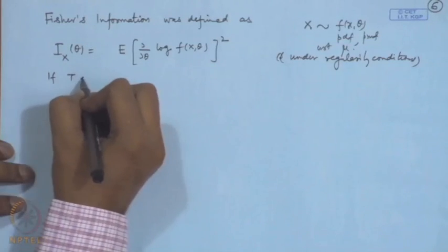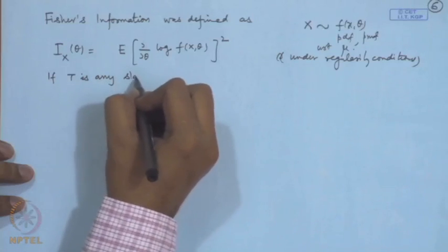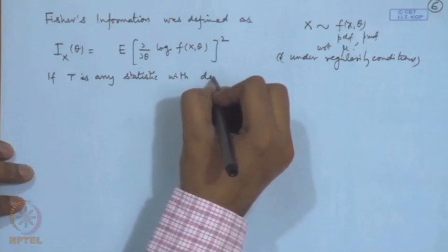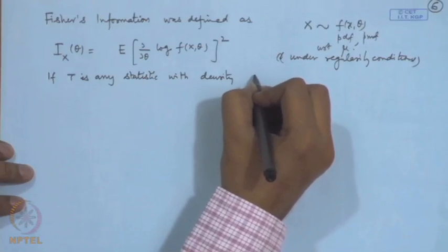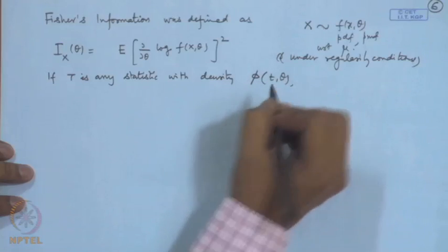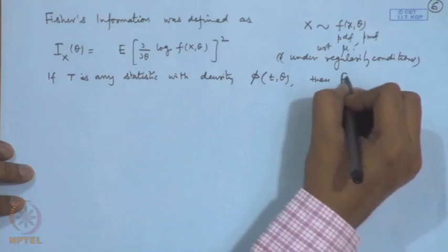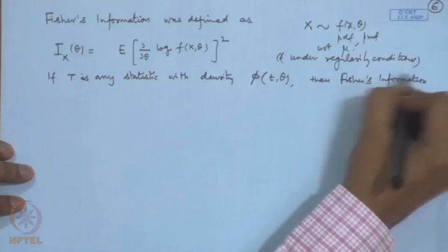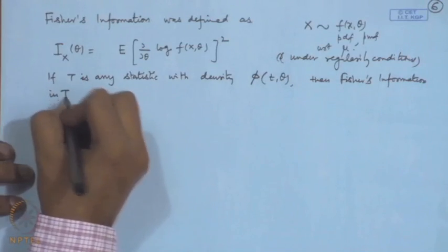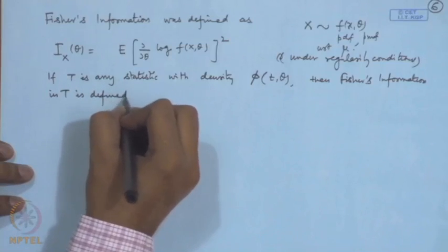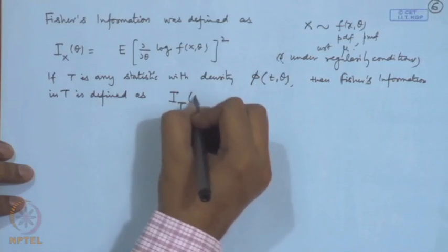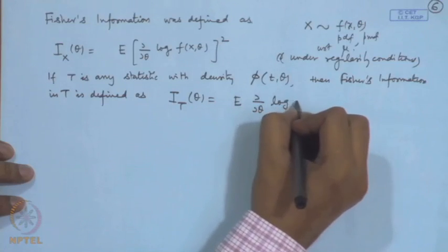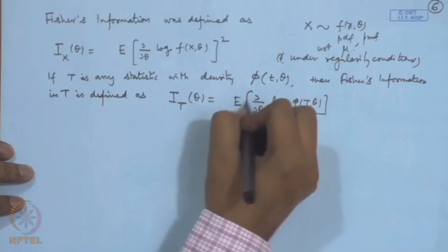Now, if T is any statistic, and suppose the density of T, let me give the name as say phi(t, theta), then Fisher's information in T is defined as I_T(theta) equal to the expectation of (del by del theta log of phi(t, theta)) squared.